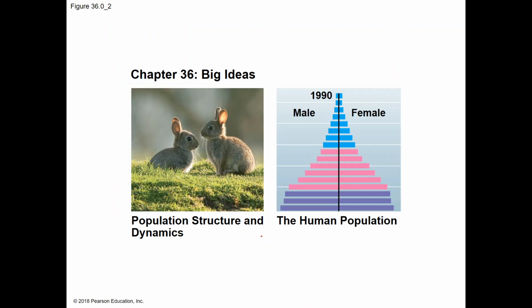So the big ideas in this chapter are population structure and dynamics. Population ecology is concerned with the characteristics that describe populations, changes in population size, and the factors that regulate the size of populations over time. Then we'll finish up talking about the principles of population ecology that can be used to describe the growth of the human population and the limits that we have on that kind of growth.